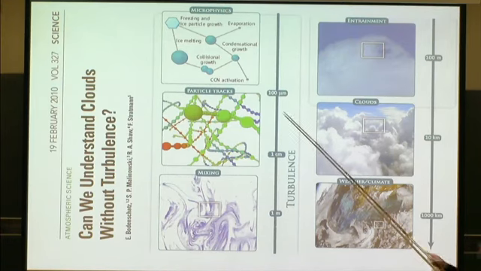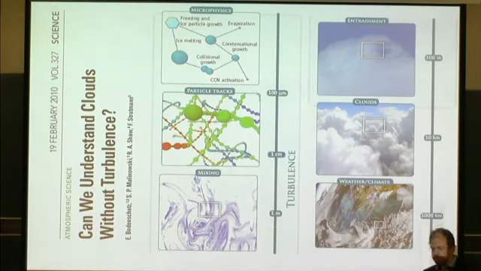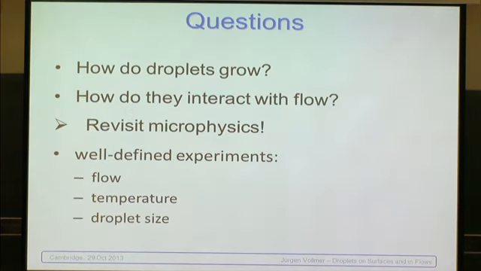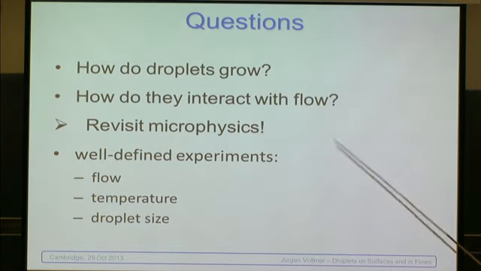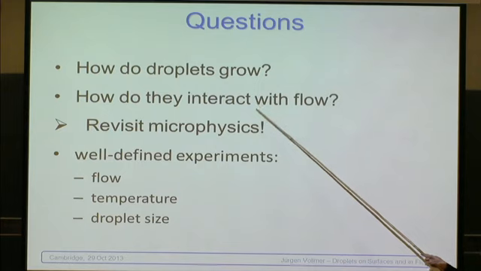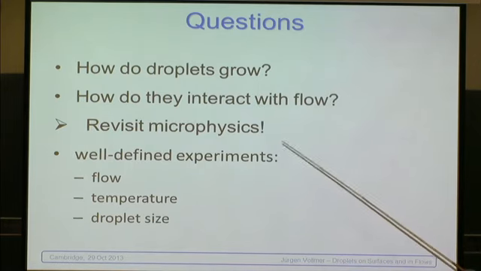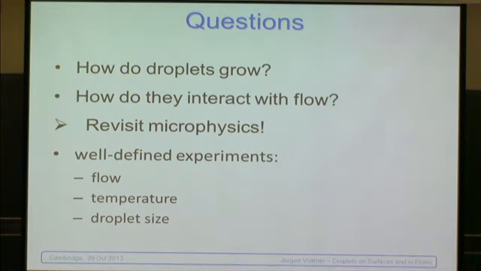And I decided that we wanted to strip down the problem and go for the basic physics. So for me, the basic physics is that you look into a small piece of the cloud. It can be a handful, and I would like to follow that and see what is happening. So my questions will be: how do droplets grow? How do they interact with the flow? And what about the microphysics? And is there a way to do well-defined experiments where we can look at it?